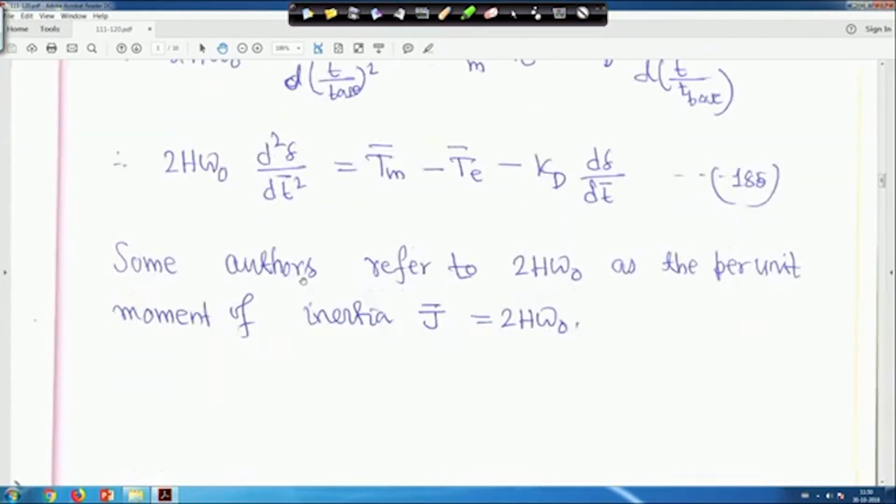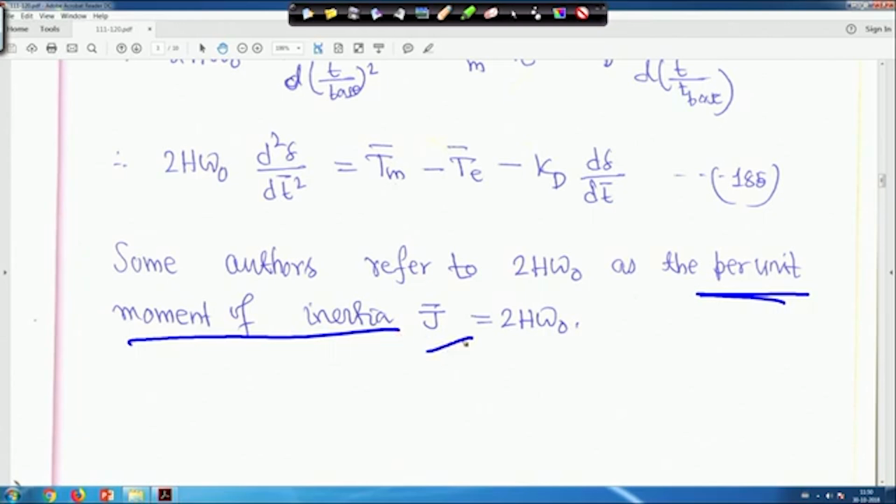Now many researchers or authors refer to 2h omega 0 as the per unit moment of inertia, that is j bar is equal to 2h omega 0, because you have seen from stability studies that the unit of h is second, and omega 0 is radian per second. So finally, 2h omega 0 will be a dimensionless quantity. That is why some authors refer to 2h omega 0 as the per unit moment of inertia. That is why we are putting j bar.